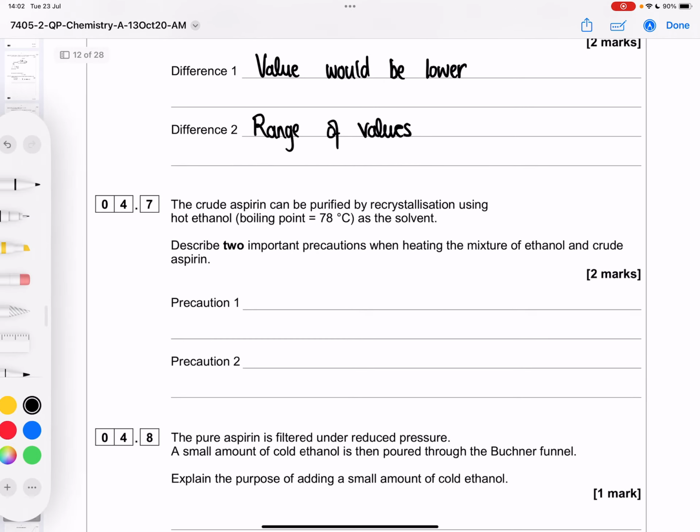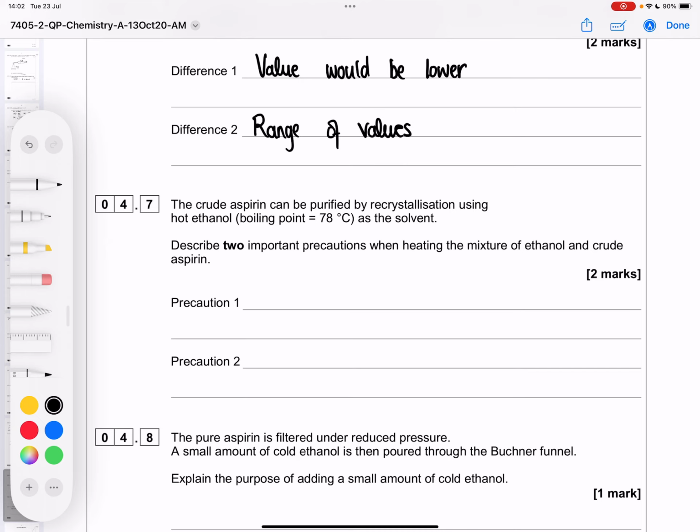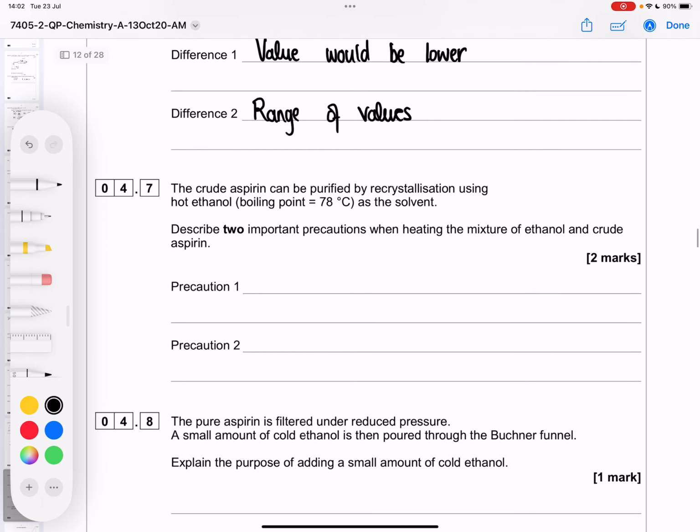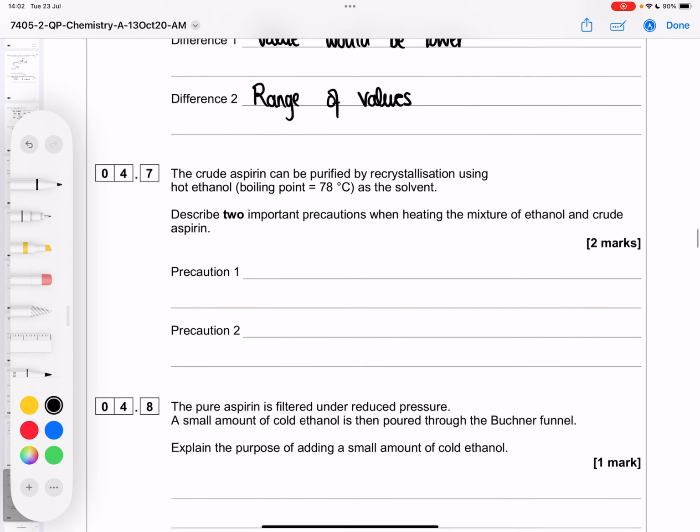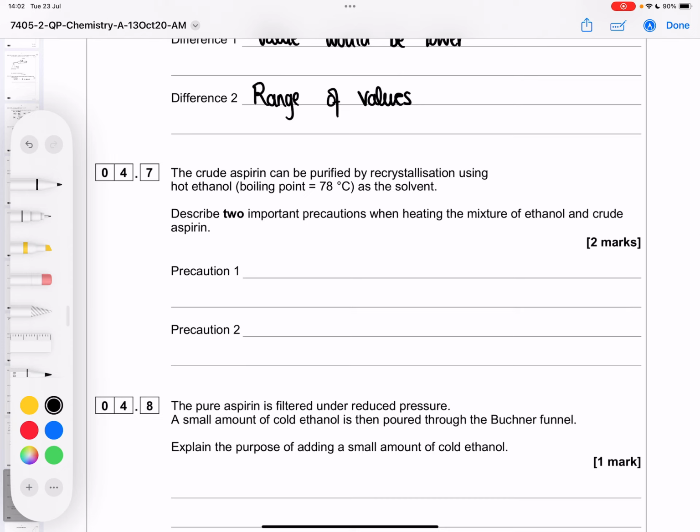Crude aspirin can be purified by recrystallization using hot ethanol as the solvent. Describe two important precautions when heating a mixture of ethanol and crude aspirin. So because ethanol is flammable, we would use a water bath to heat or an electric heater, but not a Bunsen. And we would heat to a temperature lower than 78 degrees C to avoid it boiling.